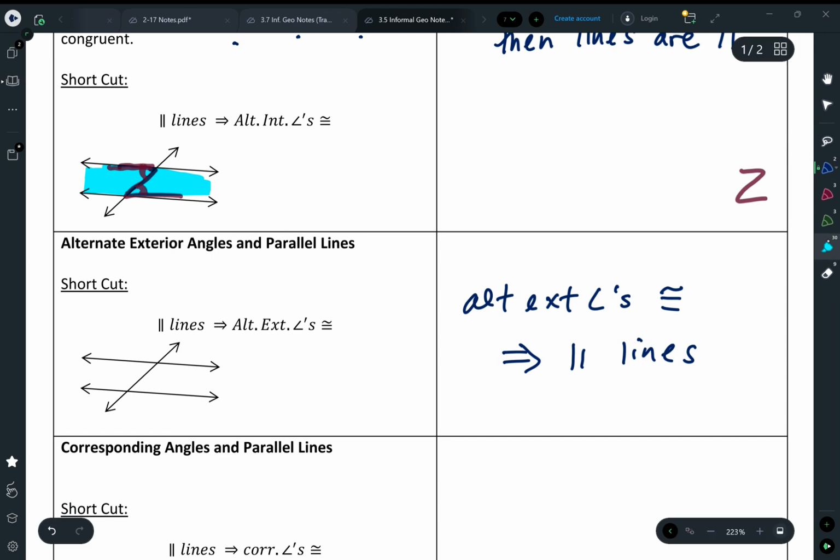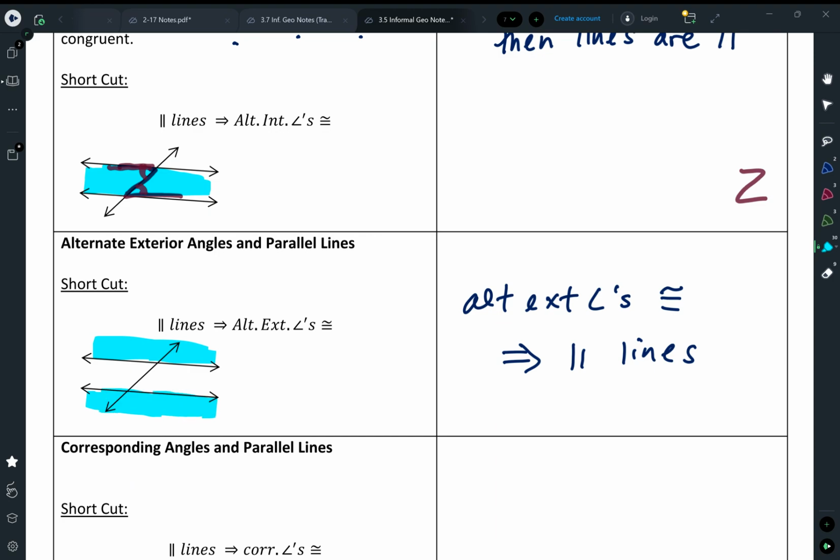Alternate exterior angles. Exterior angles are on the outside of those parallel lines, so they're going to be in the exterior. And because they're alternate, one is on one side of the transversal, the other one's on the other side. And when we trace those angles, we end up with those V's. So we're still trying to make sure that we remember how to identify those angle pairs.